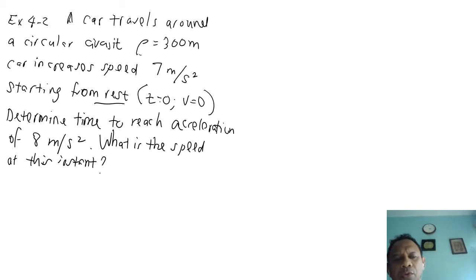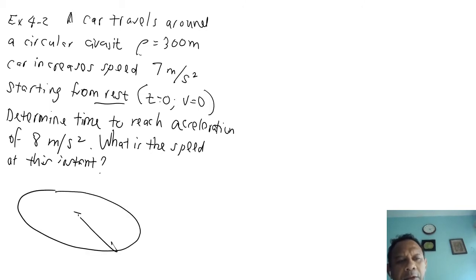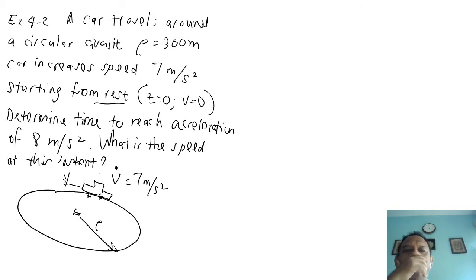Okay, so we have a car traveling around a circular track. Then that car starts from rest, and it doesn't show you the velocity. You just see that the v dot equals 7. So determine the time to reach an acceleration of 8 meter per second square.